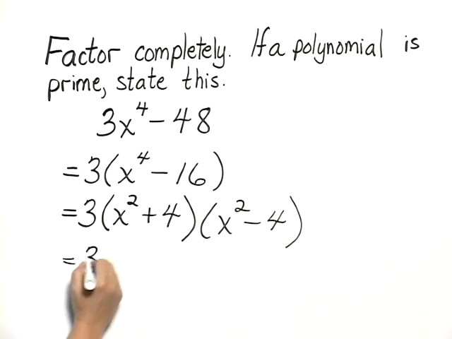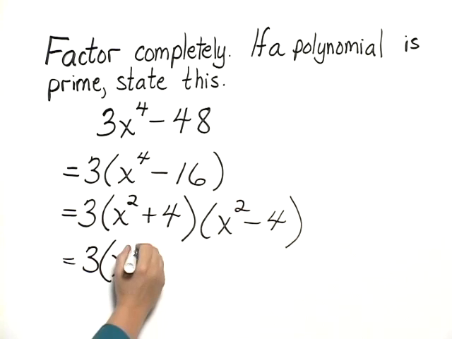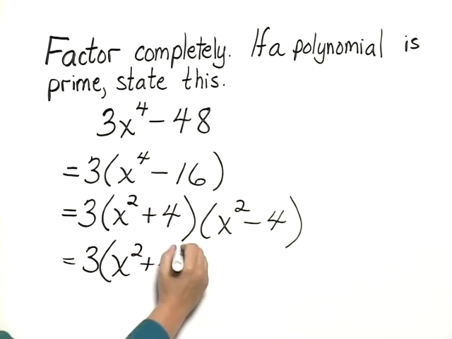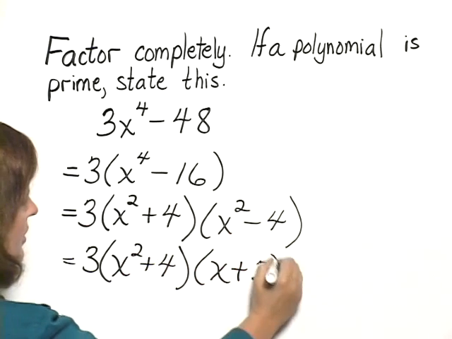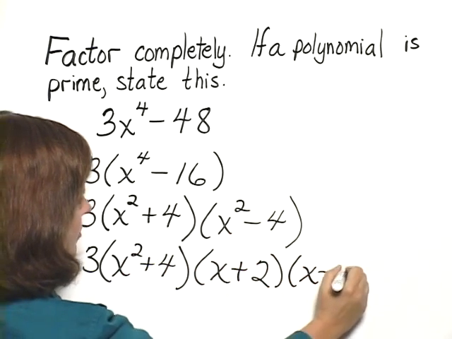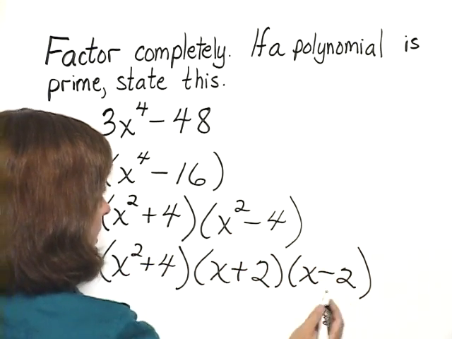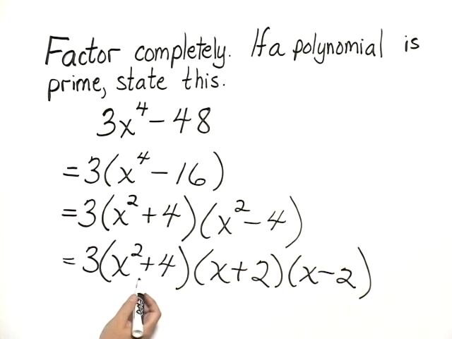We copy the 3 and the x squared plus 4, and then we factor this as x plus 2 times x minus 2. Now when we look through, we do not have anything that we can factor further. If we multiply this back out, it would check. So the complete factorization is 3 times x squared plus 4 times x plus 2 times x minus 2.